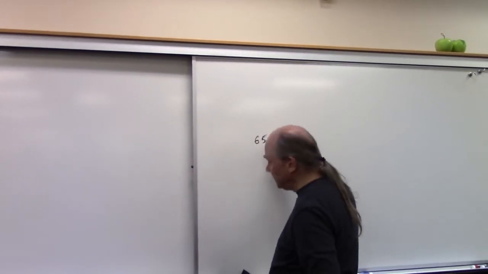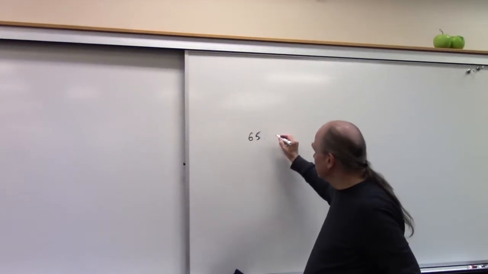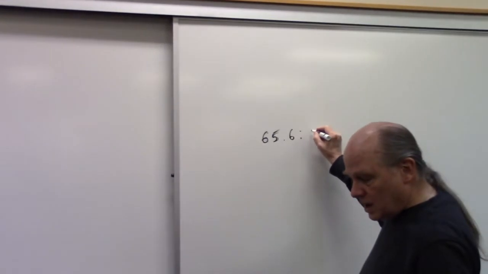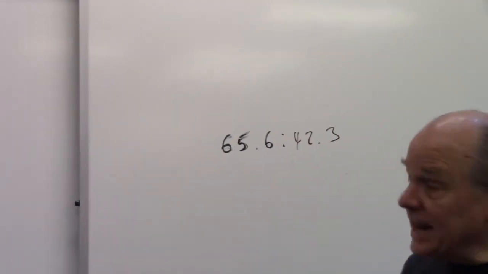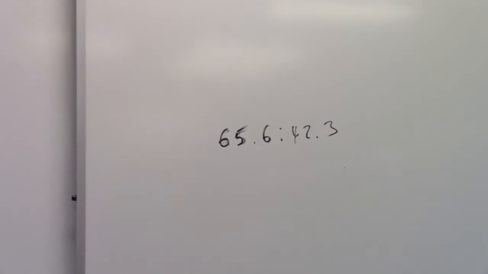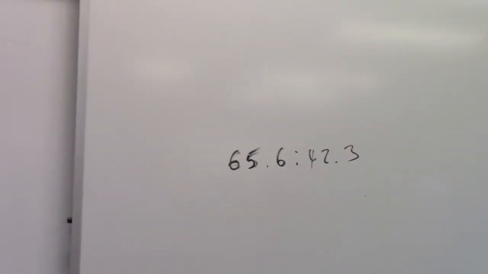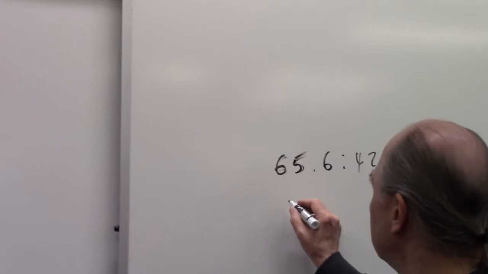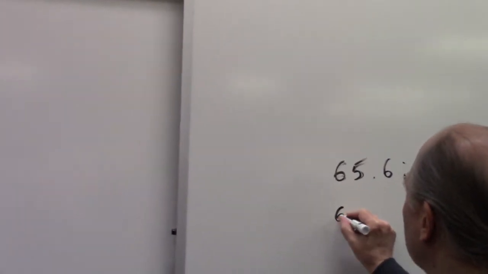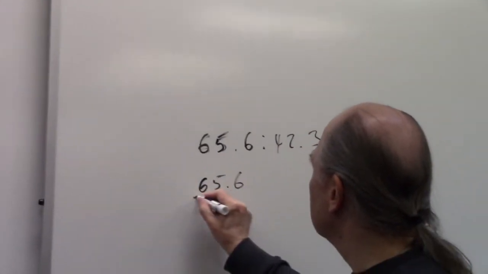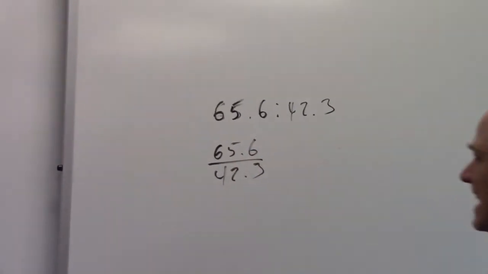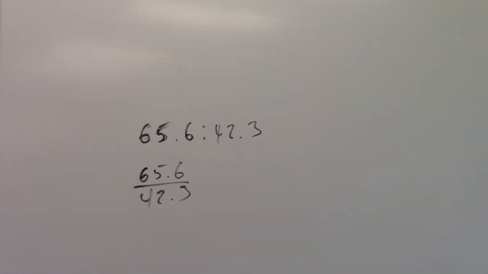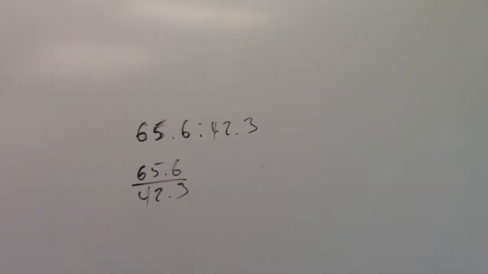There we go. 65.6 to 42.3. And yes, that's a proper ratio, but that's not really going to help us that much. Instead, let's do 65.6 over 42.3, but that's not exactly what we want either.